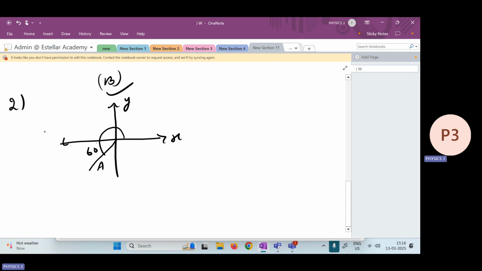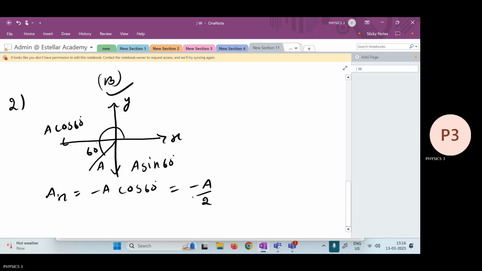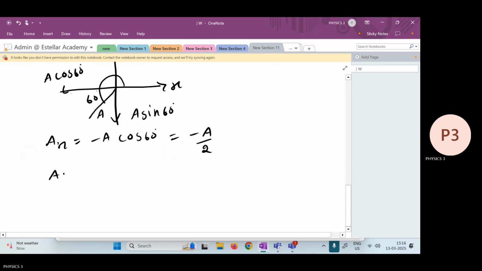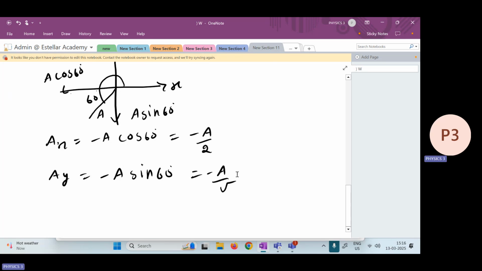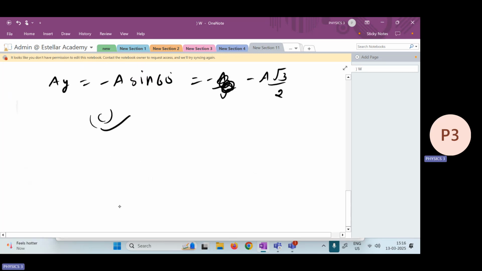So if we do its components, then this component will be a cos 60 and this component will be a sin 60. So Ax, the component in the x direction, we will write as minus a cos 60 because it is in the negative x-axis. So it would be minus a by 2. And we will write the component in the y-axis, which is minus a sin 60. That would be minus a root 3 by 2. So C option would be the correct answer.